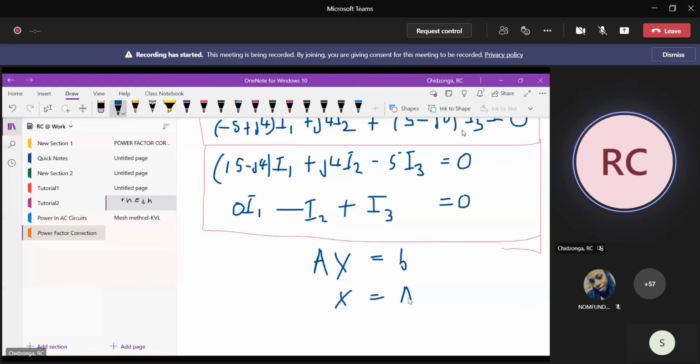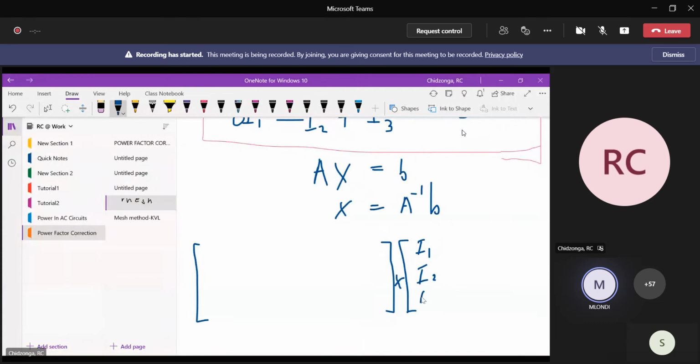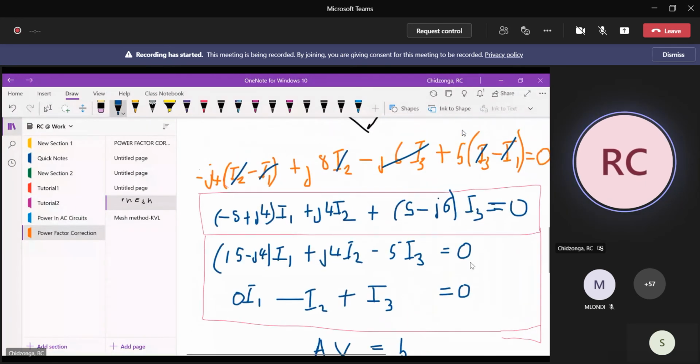Now remember A. So here I'm going to write it in matrix form, right? This means you are multiplying. There is a multiplication there, right? So this is I1, I2, I3 equals, right? We are going to follow the same order here.